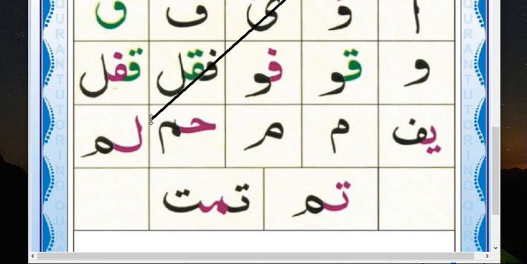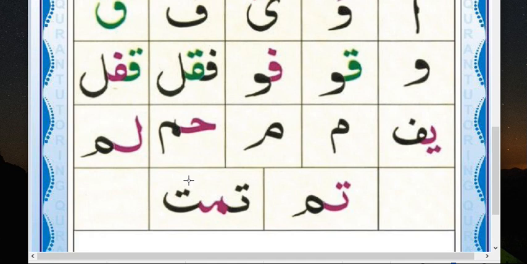Next. Lam meem. Ta meem. Ta meem. You practice this page, lesson number 3, part 3.